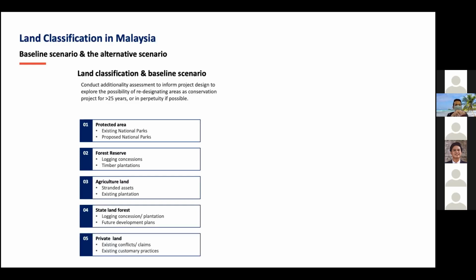So the types of these lands: there's a state park, national park. For forest reserve, it's logging concessions or timber plantations. Agri land is plantations, oil palm. Sometimes there is stranded asset as well. State land forests are either under logging concession or private land.